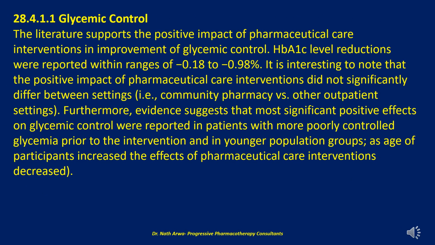Next we will discuss glycemic control. The literature supports the positive impact of pharmaceutical care interventions in improvement of glycemic control. HbA1c level reductions were reported within ranges of -0.18 to -0.98%. It is interesting to note that the positive impact of pharmaceutical care interventions did not significantly differ between settings, i.e., community pharmacy versus other outpatient settings.